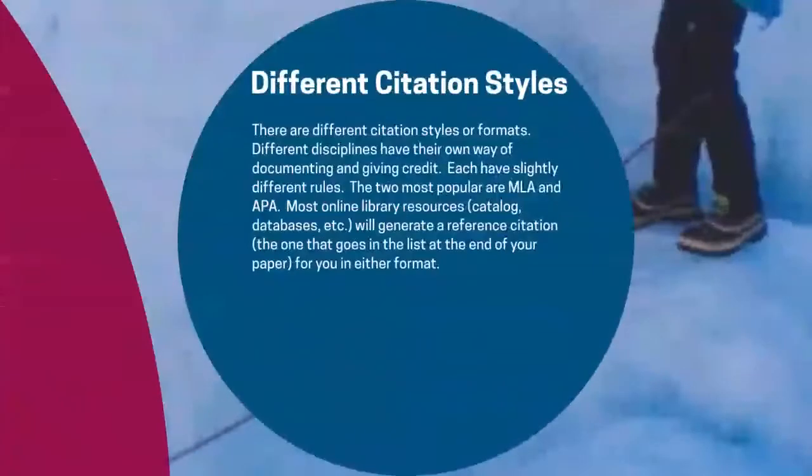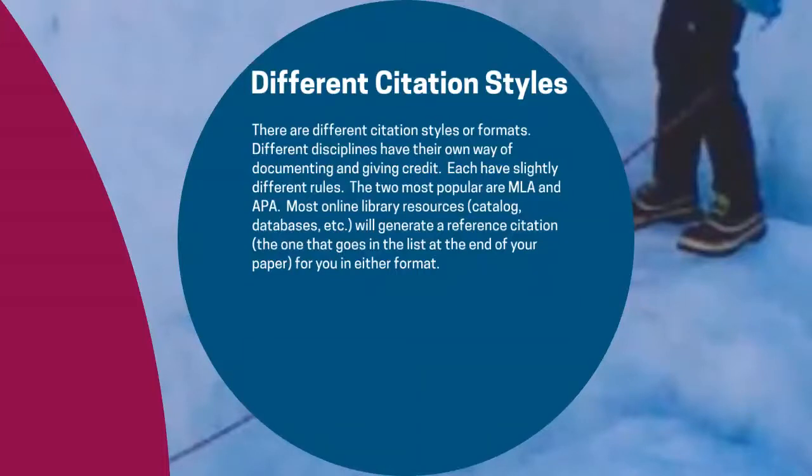So one thing to keep in mind is that there are different citation styles. Different disciplines have their own way of documenting things and giving them credit. So if you're taking an English class, you're going to learn MLA style, MLA citations. MLA stands for the Modern Language Association. That is the group that researches and teaches English. So when you're taking an English class, that's why you learn MLA. And the style refers not only to the way that you cite your sources, it also refers to the way that the paper is organized and laid out.